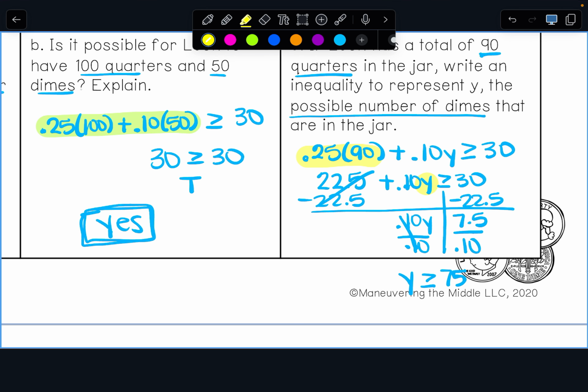Remember, when we are solving inequalities, it's very important to pay attention to that last step. If you divide by a negative, the sign flips. In this case, we divided by a positive number, so the sign did not flip. Now, y is greater than or equal to 75. In words, what would you say? 75 or more what? Dimes. Okay. Y represents dimes, so 75 or more dimes. Flip it over when you're ready.